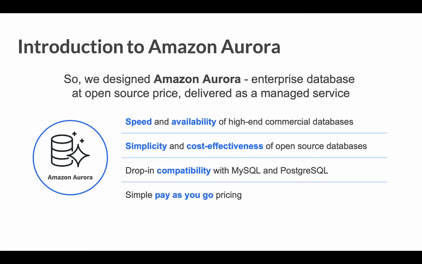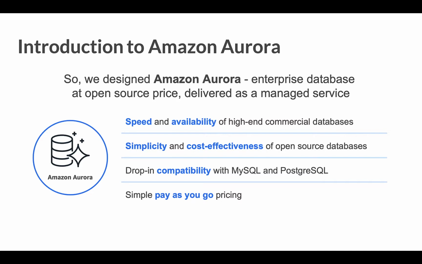So what is Amazon Aurora? Amazon Aurora is a database we built for the cloud. It combines the speed and availability of the commercial database engines while also keeping the simplicity and cost effectiveness of the open source database engines, which means there is no license to manage, no licensing cost. There are no add-ons to worry about because Amazon Aurora offers all these features out of the box.